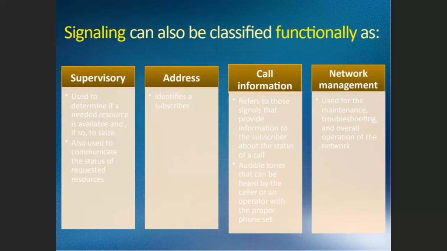Then the call information refers to those signals that provide information to the subscriber about the status of a call. How many minutes your call has taken, the subscriber, did he receive the call, is his line busy? These are call information. The network management is how you are managing your network. Is there any failure? Which part is faulty?